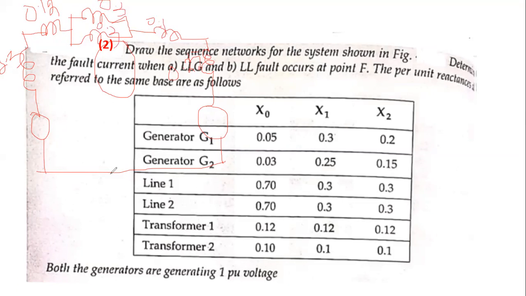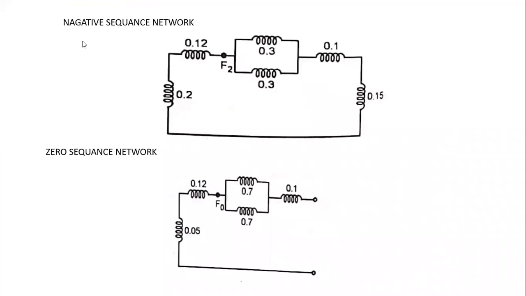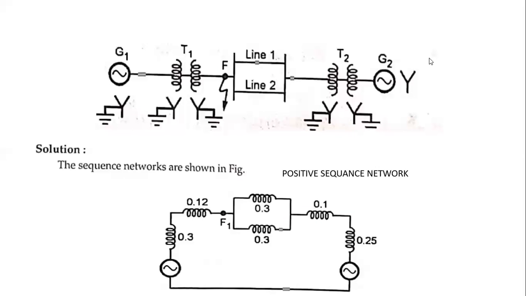Understand? Similarly, we draw the negative sequence network. What is the difference between the positive sequence diagram and the negative sequence diagram? There are no voltage sources in the negative sequence. This is the positive sequence network for the given single line diagram. Next, this is the negative sequence network diagram. How do we draw it?